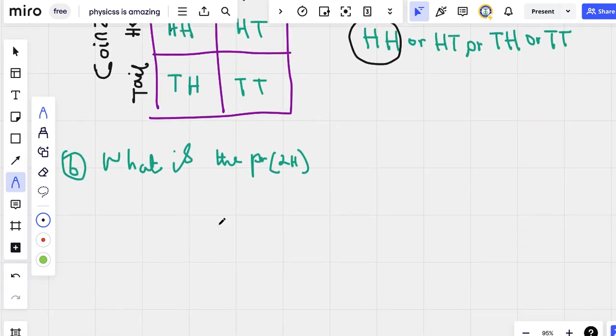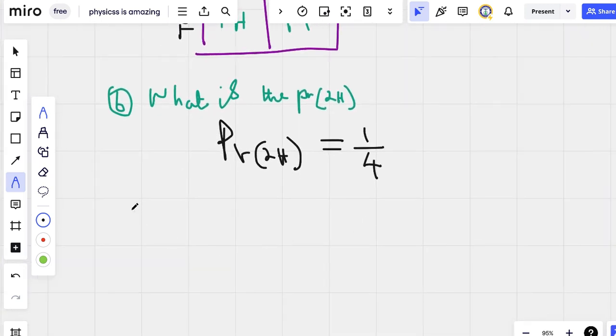So in your answer, probability of getting 2 heads is equal to 1 over 4. It is 1 outcome of 2 heads over all the 4 possible total outcomes. So probability of getting 2 heads is 1 over 4. Now the other question that could come from here is, what is the probability of getting a head and a tail in any order? What's another question they can ask from this type of question?